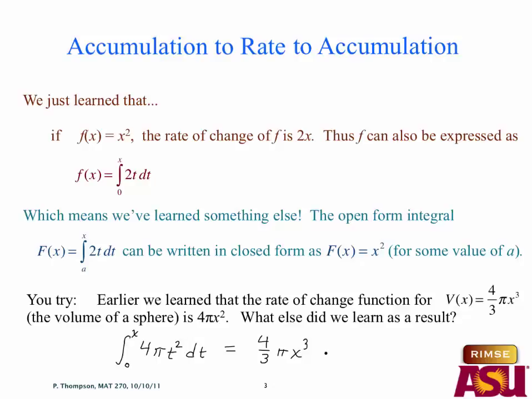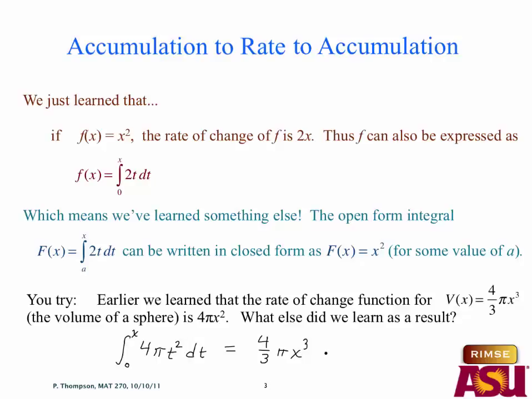So before, when we were creating accumulation functions from rate functions, we stopped here. We said this is the accumulation function for some quantity changing at this rate. But we never had a closed form for that. Well, now, by doing that problem earlier, we just found the closed form for that. It's 4/3 pi x cubed.